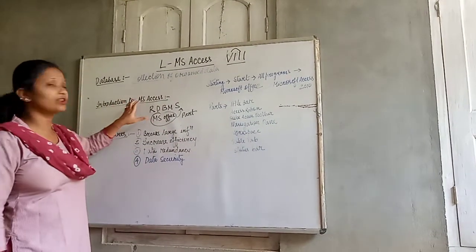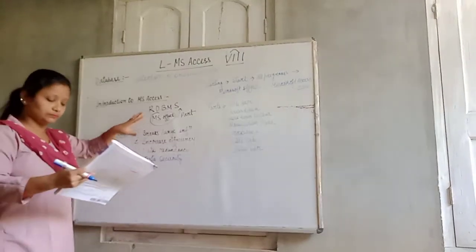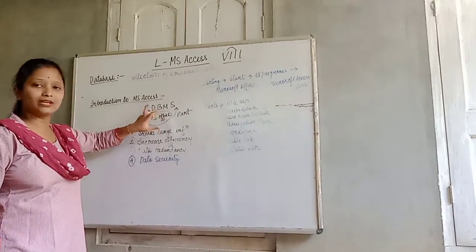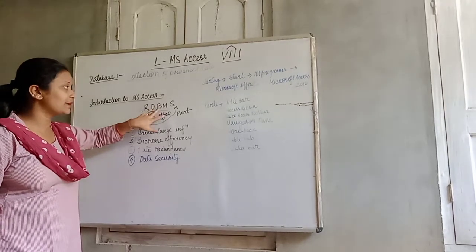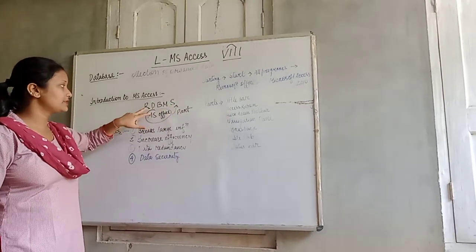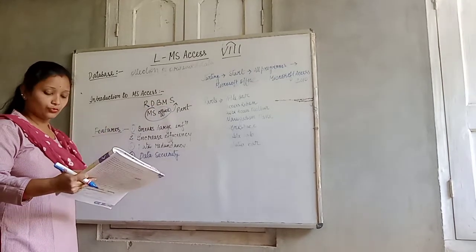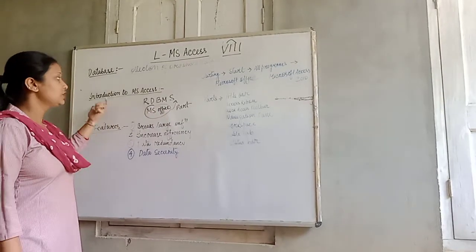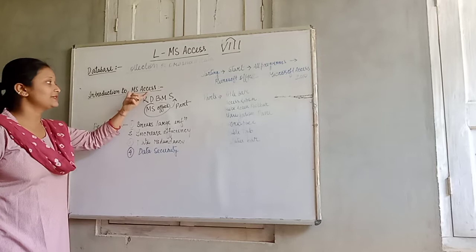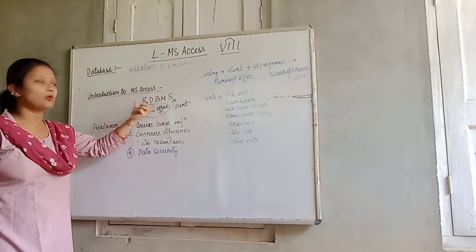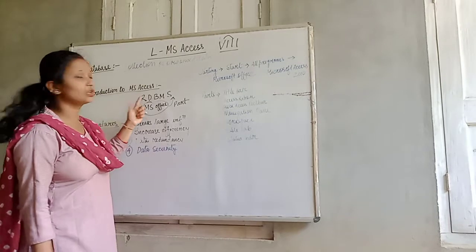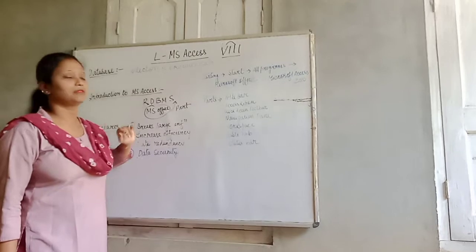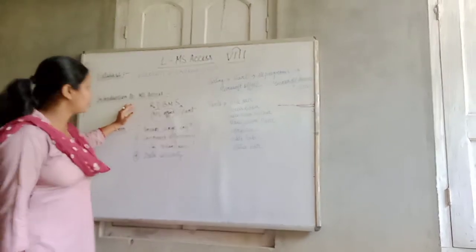So what is the introduction of MSSS? MSSS is a very popular and powerful RDBMS. What is RDBMS? Relational Database Management System. RDBMS means Relational Database Management System, which is an integral part of MS Office. So MSSS is a RDBMS, the most popular RDBMS. It is a Relational Database Management System, and it is a part of MS Office. So this is about the introduction of MSSS.